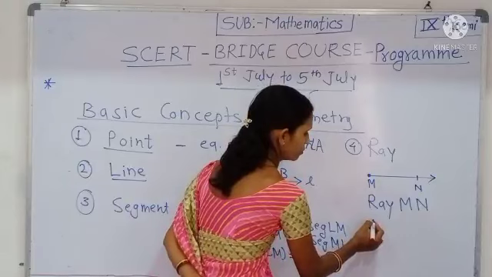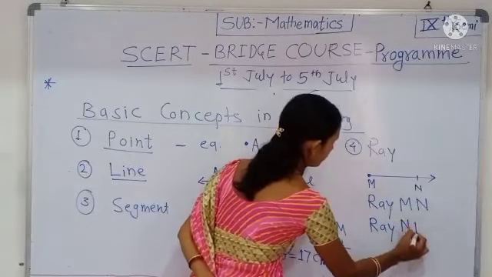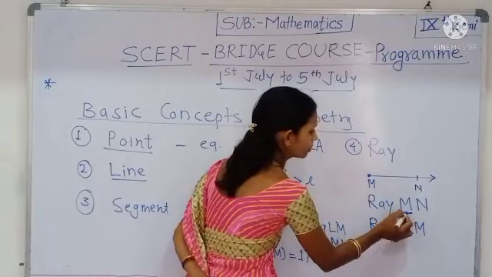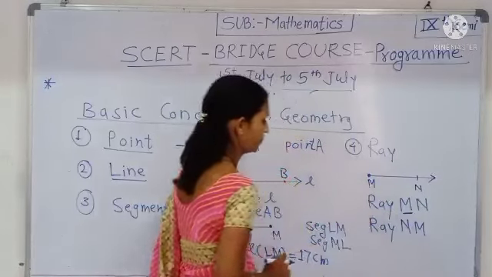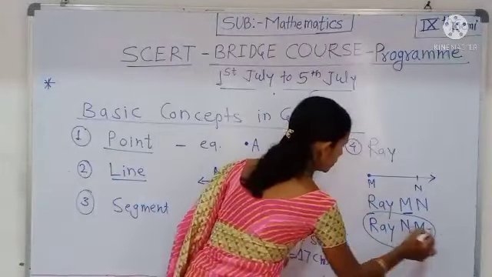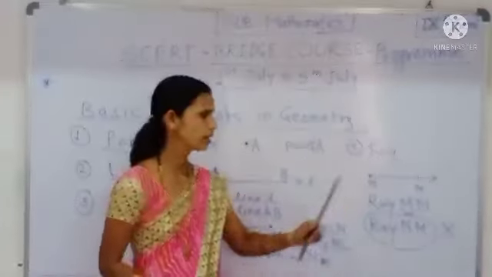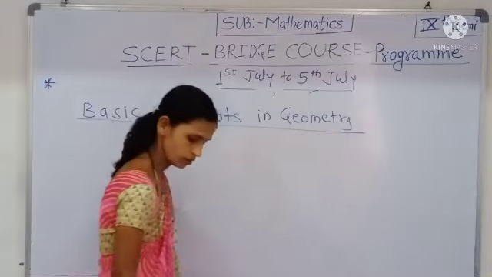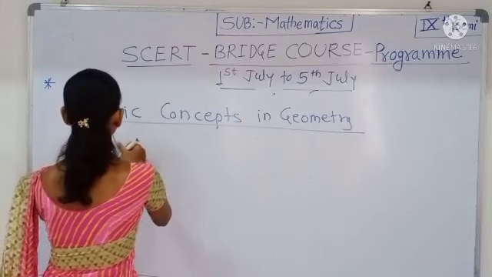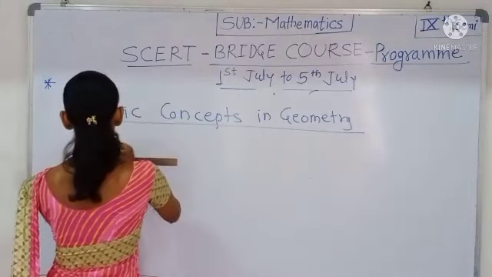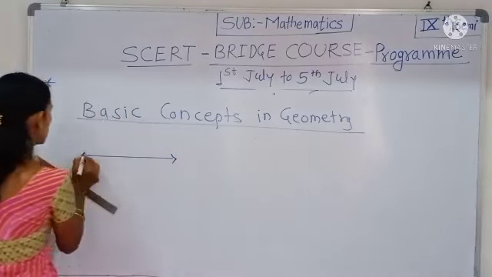We should not write the name of the ray as ray NM. We have to start with the end point, MN, ray MN, and not ray NM. Ray NM is the wrong method to represent that ray. See here, a few more concepts are there. Observe this figure and identify one more concept.